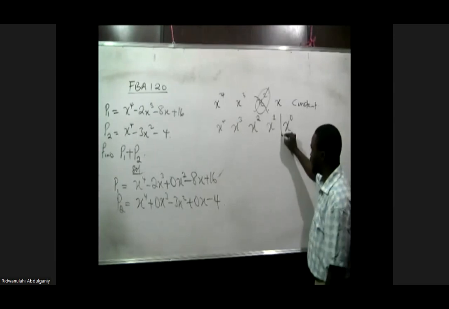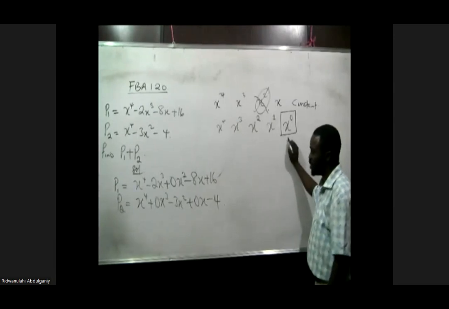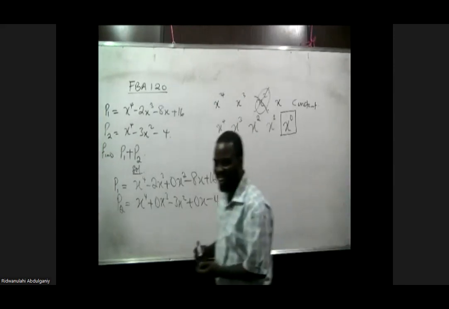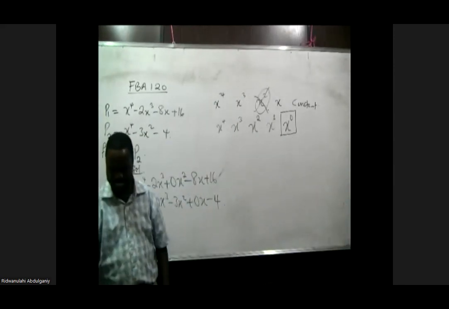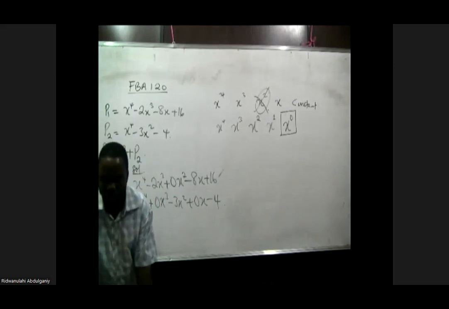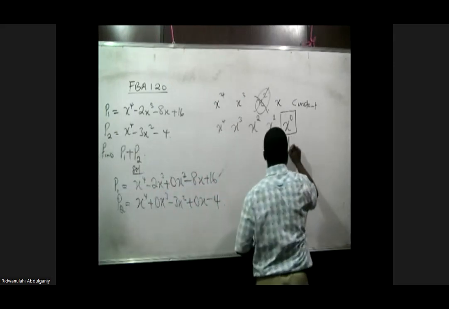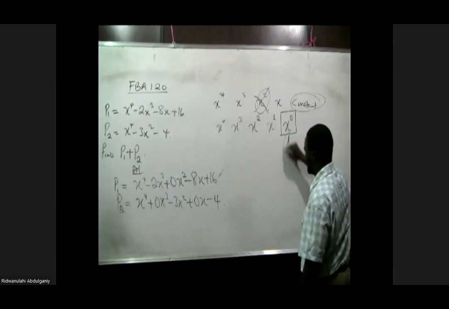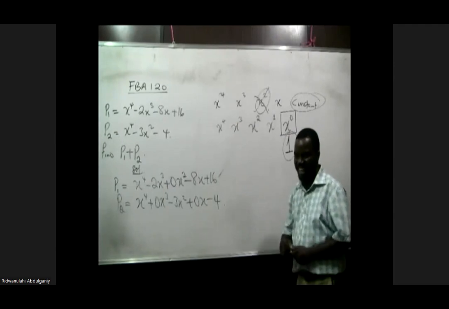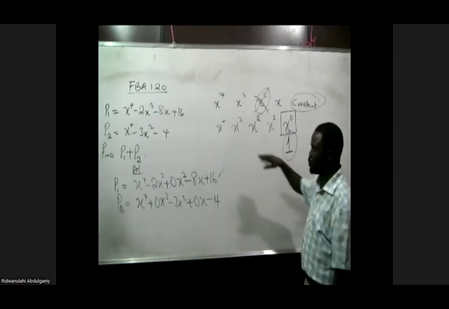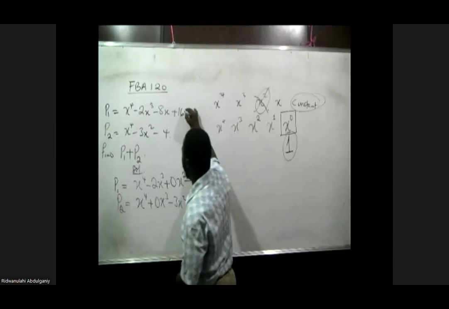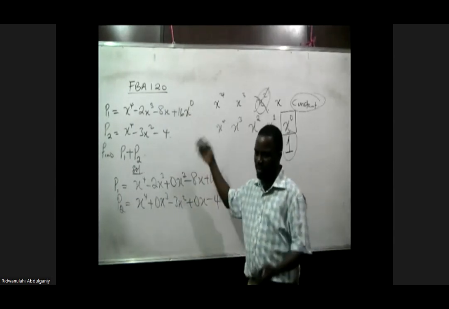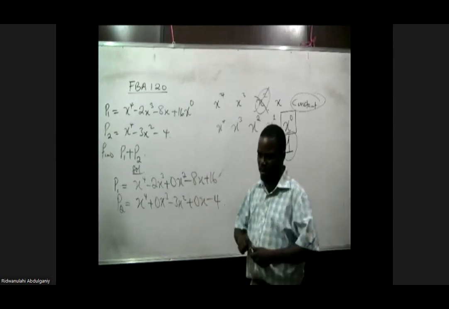Now, in the law of indices, x raised to power 0 is what? Joy? 1. X raised to power 0 is 1. Thank you. That is why the last term does not carry any power, it remains a constant. That is why we don't put any x there, because whatever x you want to put will be raised to power 0. So we don't have to put it at all.